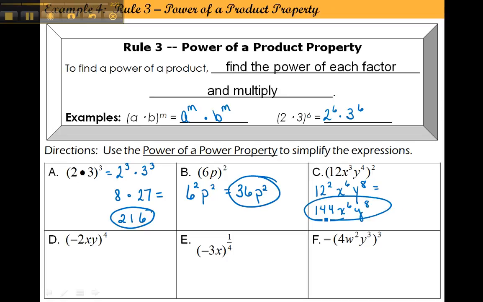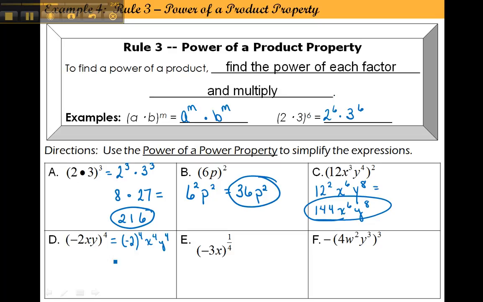Letter D, you're going to simplify that, or first use the power of a product property, so it becomes negative 2 to the 4th. Oops. And x to the 4th, y to the 4th.